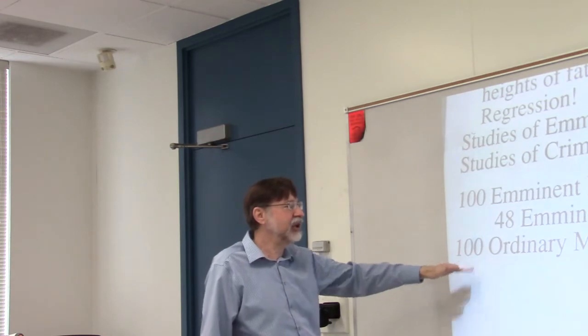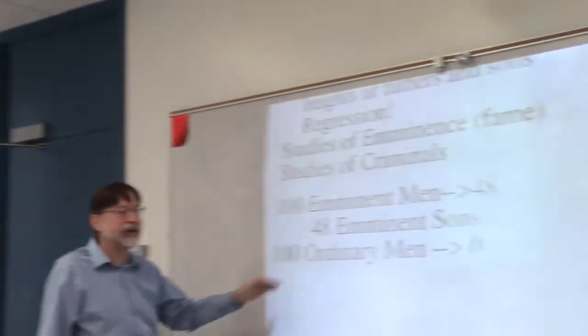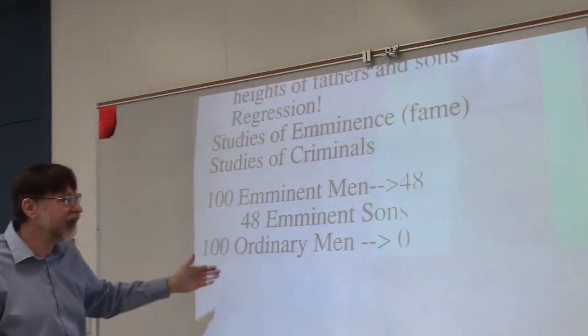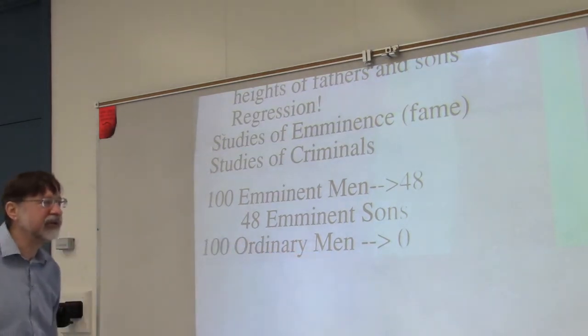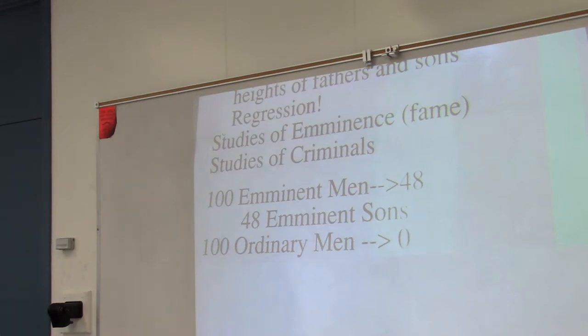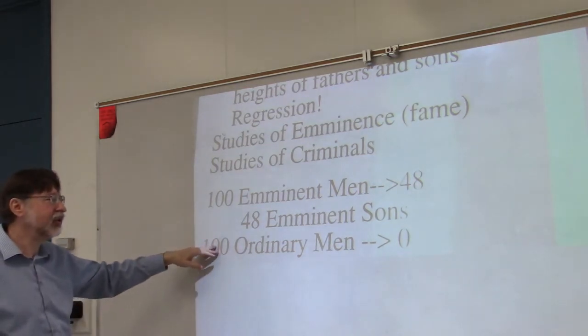If you take 100 men who are not listed in the Who's Who, you just choose a bunch of people not listed in the Who's Who, on average you have less than one, averages out to 0, because less than 1% of the population is listed in the Who's Who.